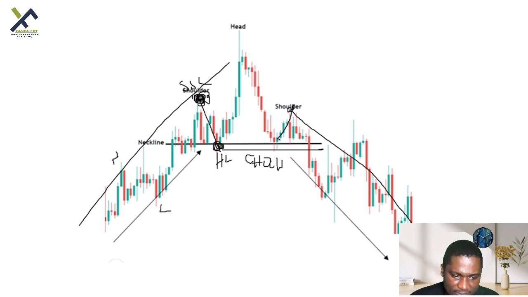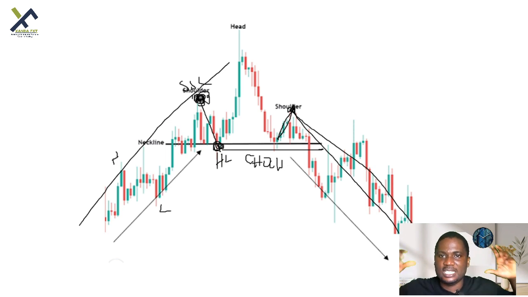The market came down, tested the sell side liquidity, triggered my entry and moved down. So when I have a bearish change of structure and the pattern formed is a head and shoulder, my entry should be targeted at the sell side liquidity.